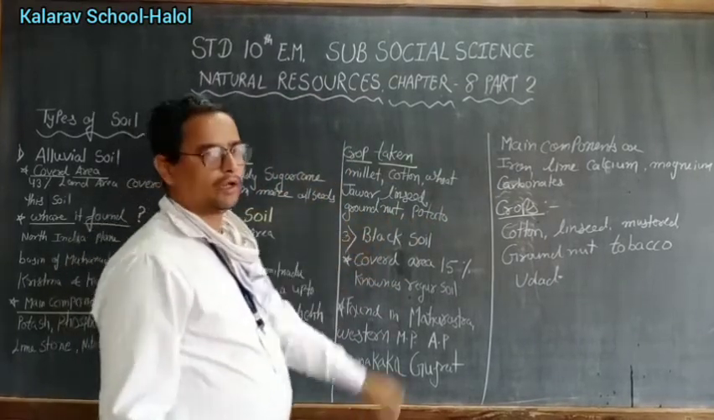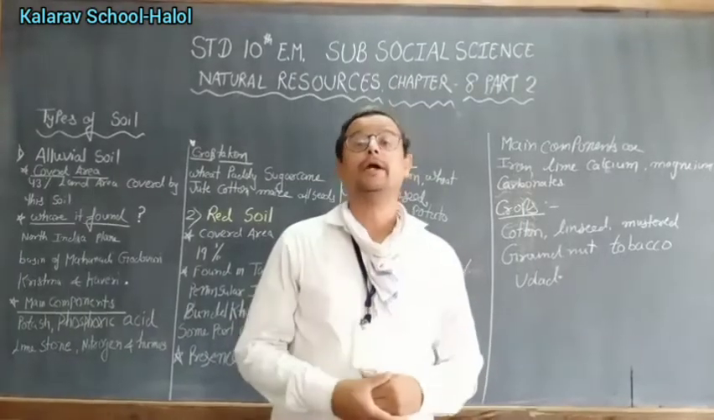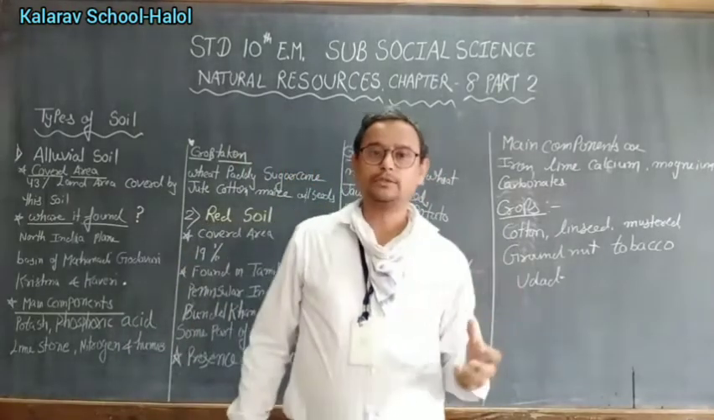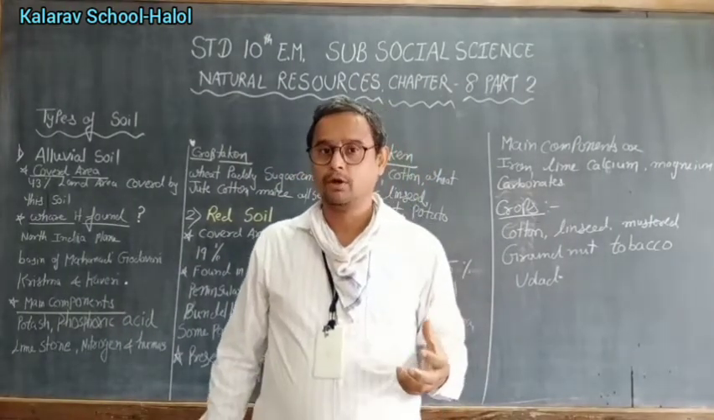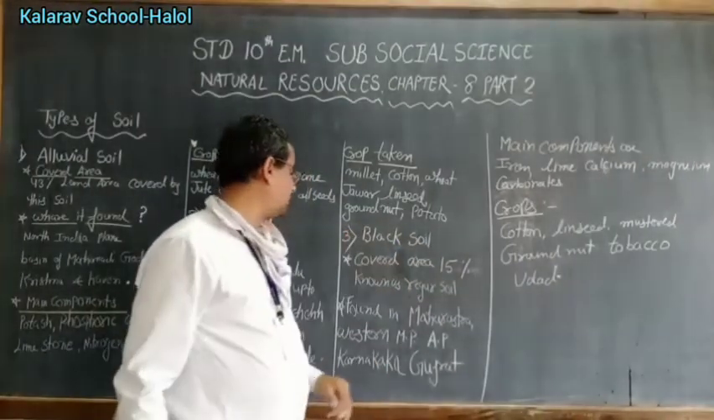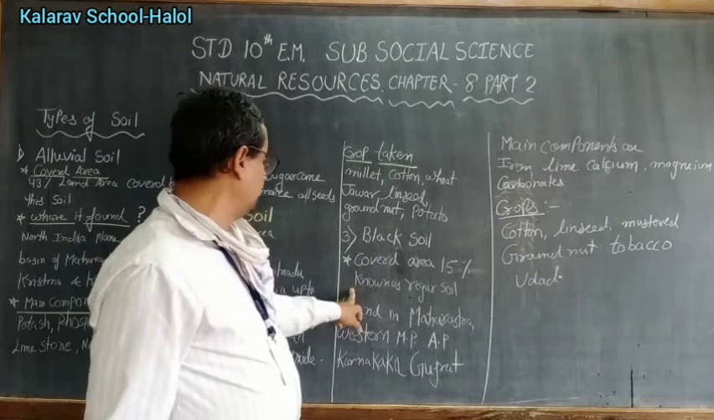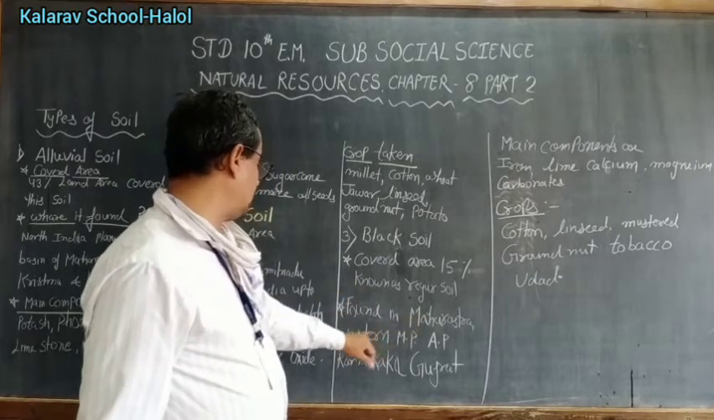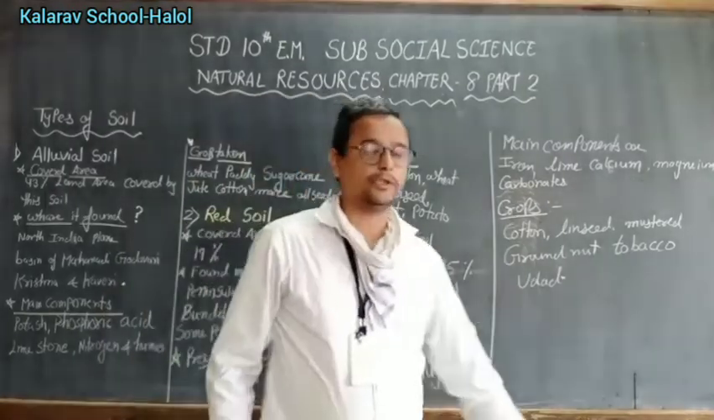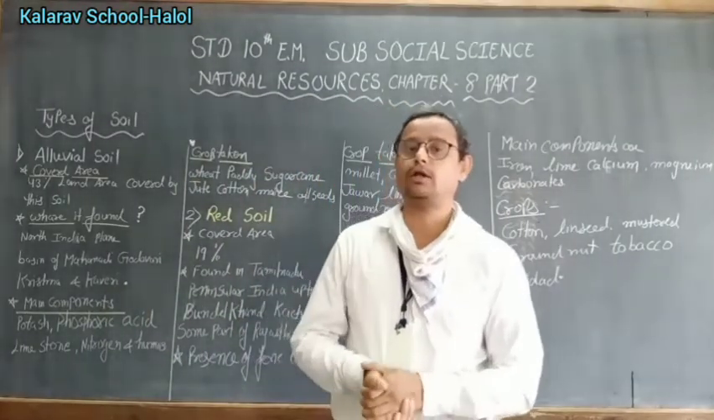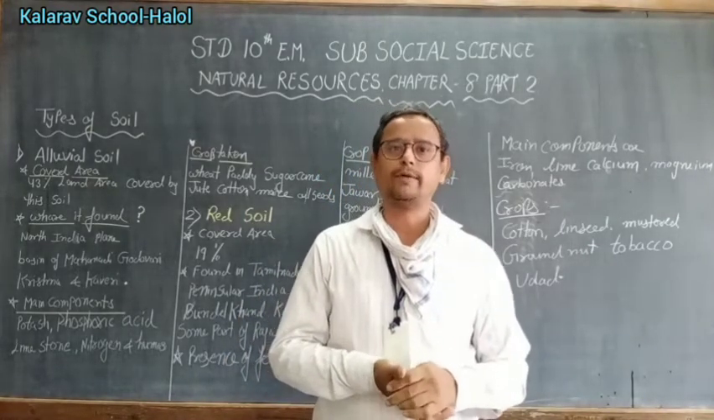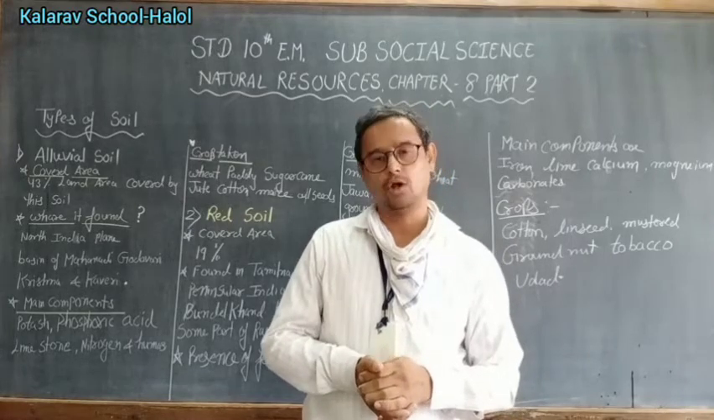Next one is the black soil. It is also called the lava soil. Another name is the regur soil. The reason is that this soil is formed due to volcanic eruption, especially found in South India. Almost 15% of the area of India is covered by it. In Maharashtra, Western MP, Andhra Pradesh, Karnataka and Gujarat you get this type of soil, and this soil is excellent for the cotton crop, and that's why it is also called the cotton soil.